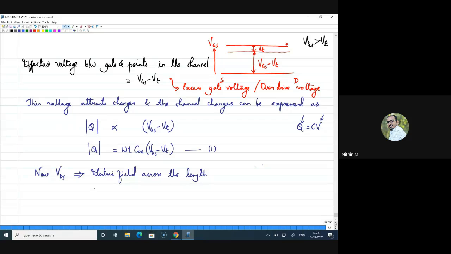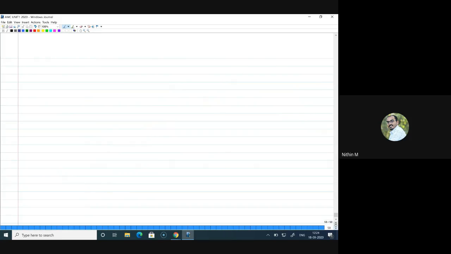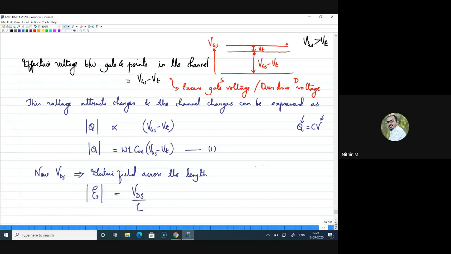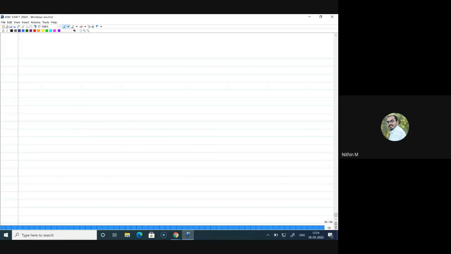Now, how will I express that? I can express this electric field again, writing the magnitude as the voltage applied, which is VDS, divided by length of the device. So the electric field can be written as equal to VDS by L. I hope this is clear. Moving forward, now I want to bring in this VDS, and finally what I want to write here is actually the current, right? So how will I write current?